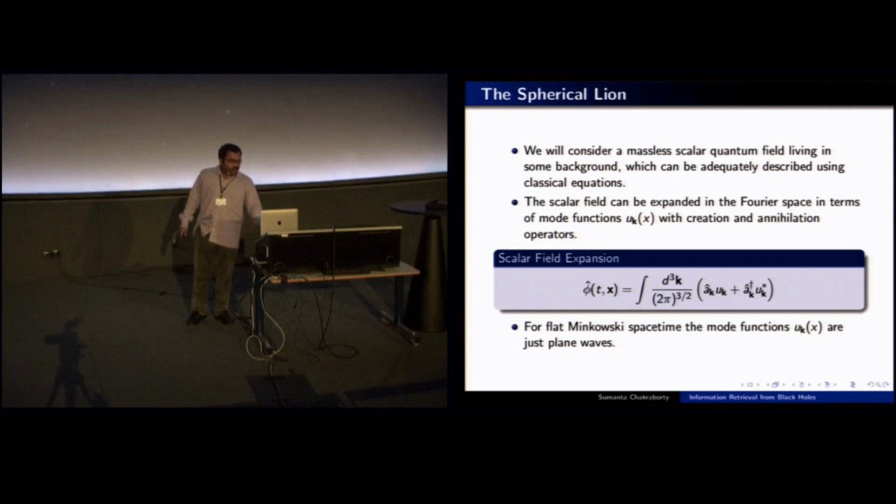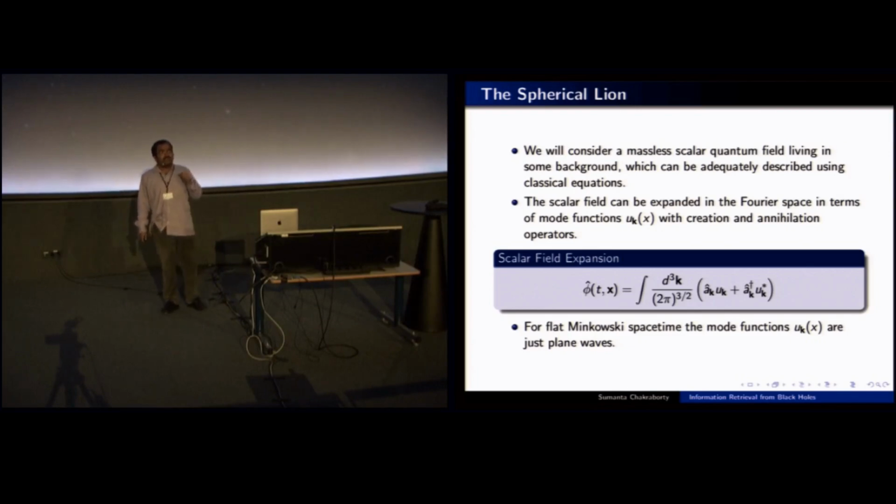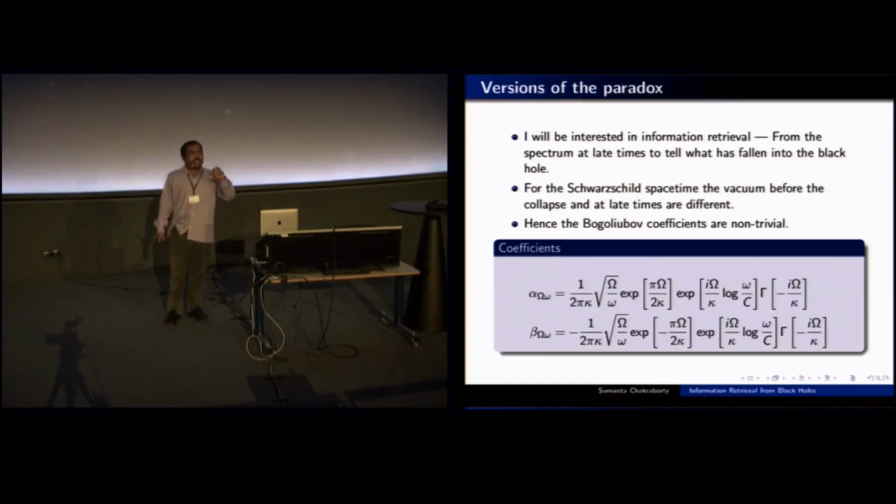The version that I will be interested in is the following. Suppose I throw some particle into the black hole, or something that will have some characteristic behavior, and after getting the spectrum, that is the thermal spectrum or the correction to the thermal, I would like to get back that function, or whatever I have thrown into the black hole. For that context, there are two quantities which would be extremely important to us. These are alpha and beta, the Bogoliubov coefficients.